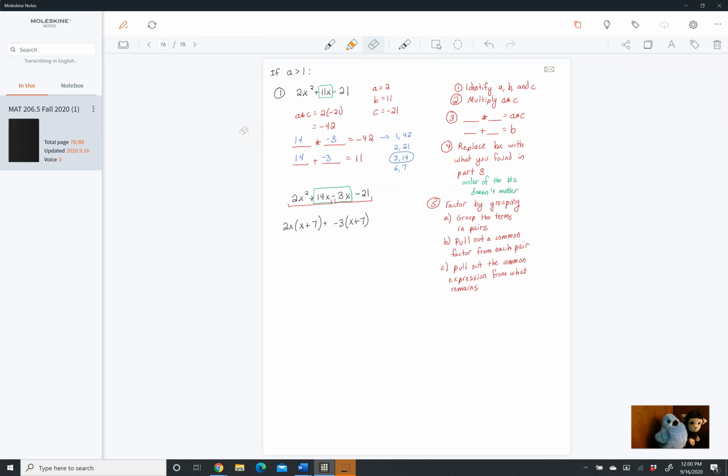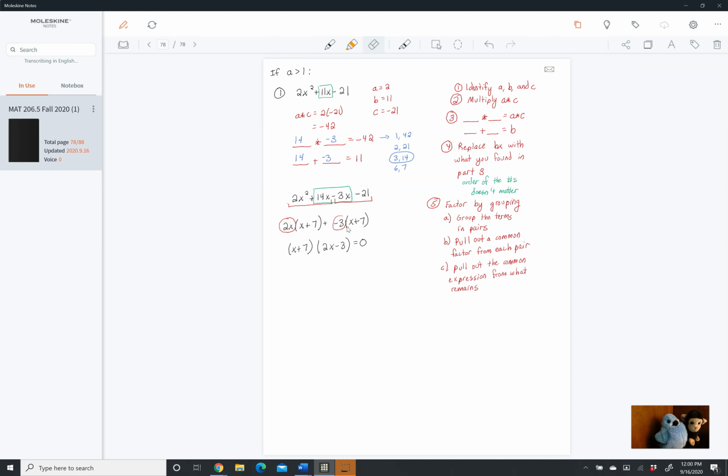So we're taking this x plus 7, pulling it out to the front, and in the first term, the only thing that's left is the 2x. And in the second term, a negative 3 is left. So it becomes x plus 7 times 2x minus 3. Okay, if we were to redistribute this x plus 7 in, then we would get x plus 7 times 2x, and then x plus 7 times negative 3, which is what we have here. Okay, and this is fully factored.